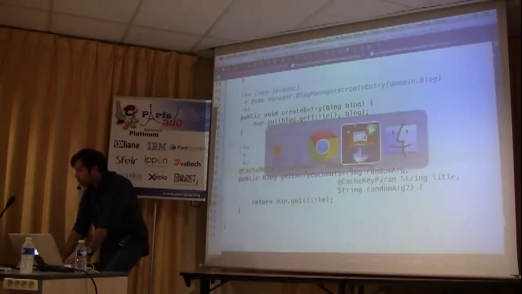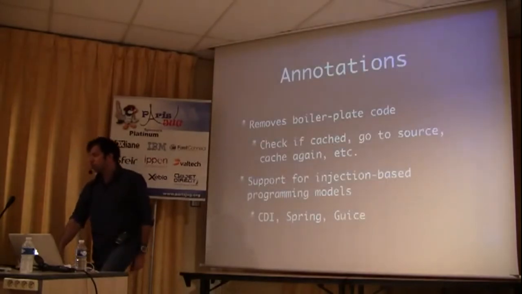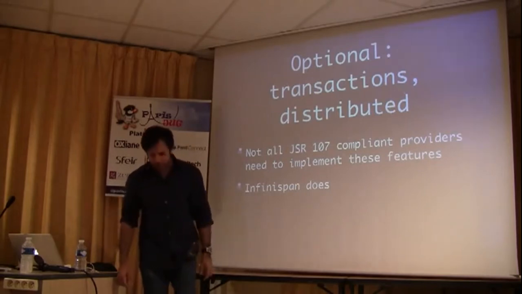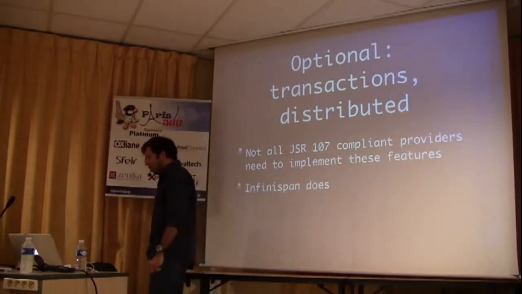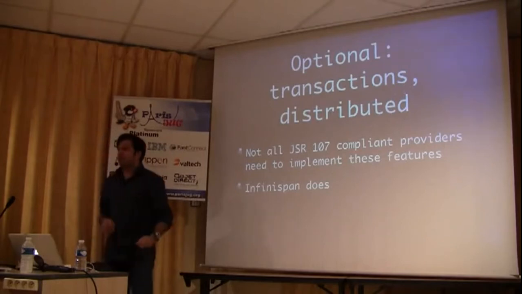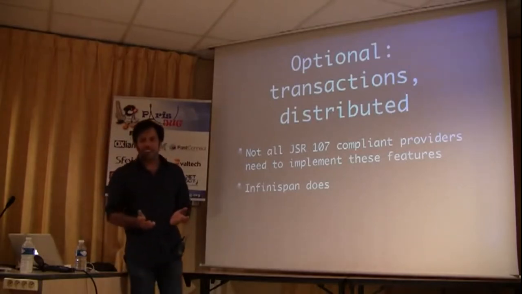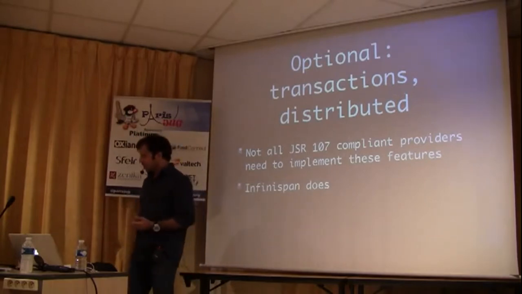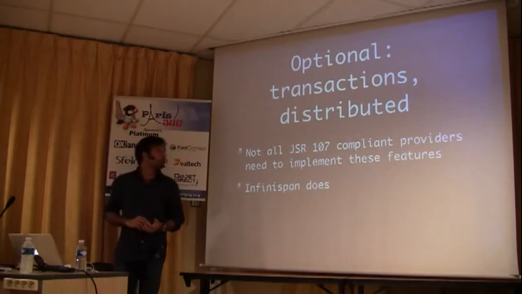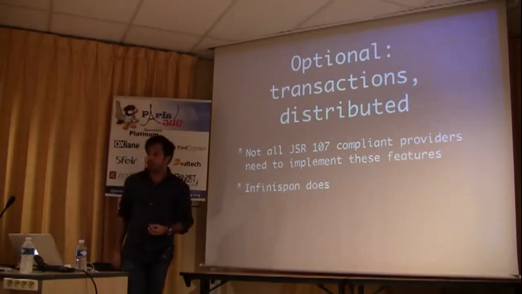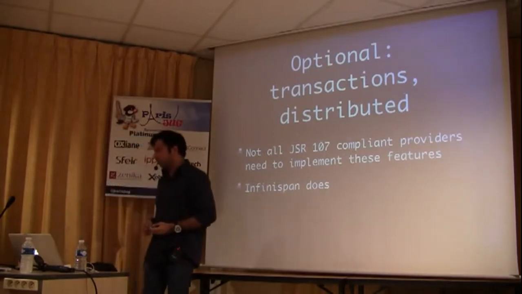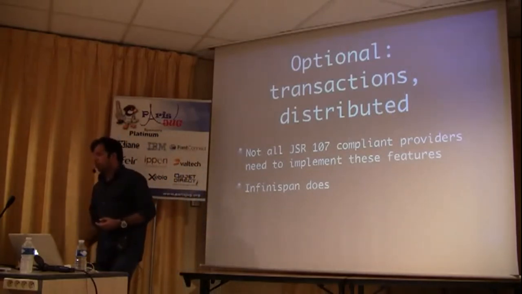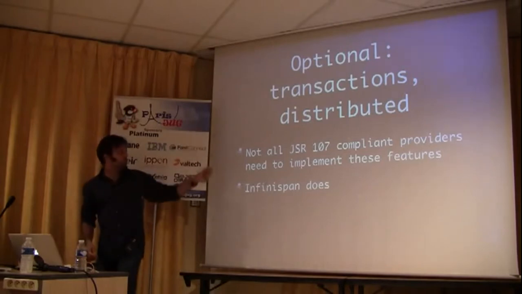Okay. Cool. Moving swiftly on then. This is one part of the spec that I'm actually not particularly happy about and not particularly proud of: the fact that there are optional elements to a spec. Personally, I think that's ridiculous. If you have a spec, why are parts of it optional? But anyway, there are two optional parts to the spec. The first one is transactions, and the second one is the distributed nature of the implementation. So not all JSR 107 providers, like I said, need to implement these two. They're optional.